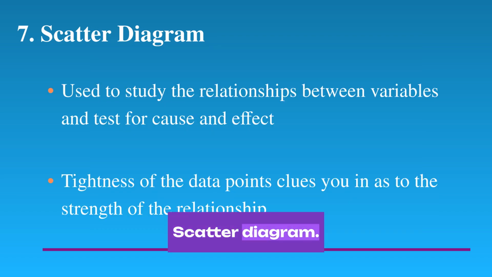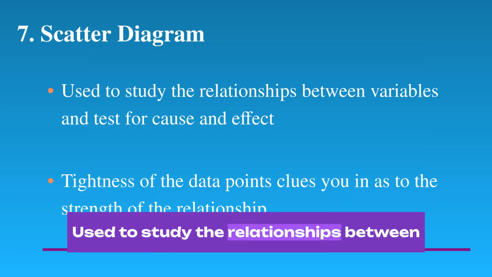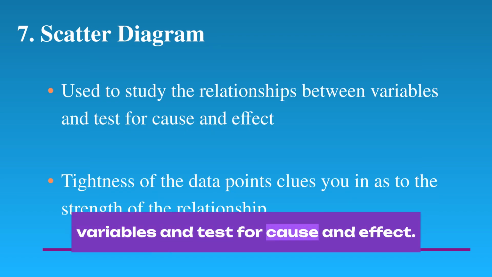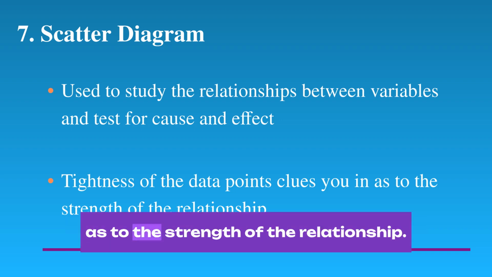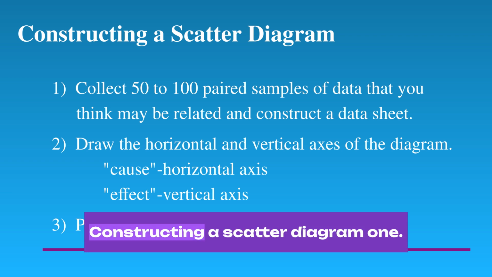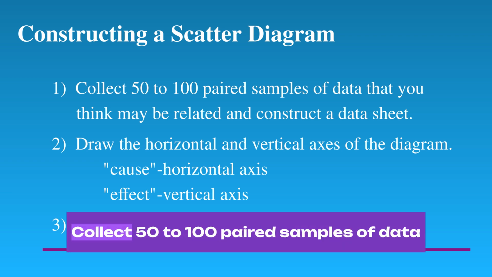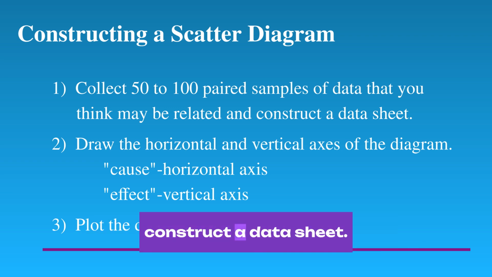7. Scatter diagram. Used to study the relationships between variables and test for cause and effect. The tightness of the data points clues you in as to the strength of the relationship. Constructing a scatter diagram. 1. Collect 50 to 100 paired samples of data that you think may be related and construct a datasheet.